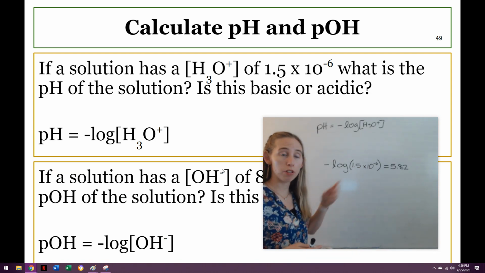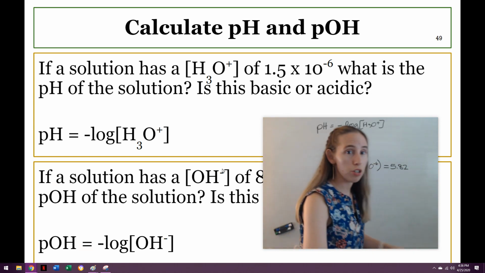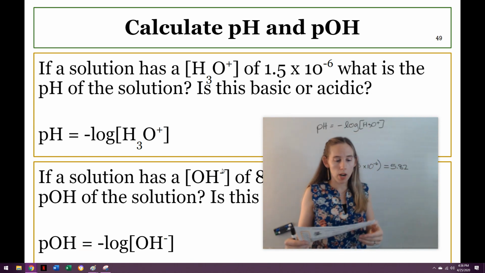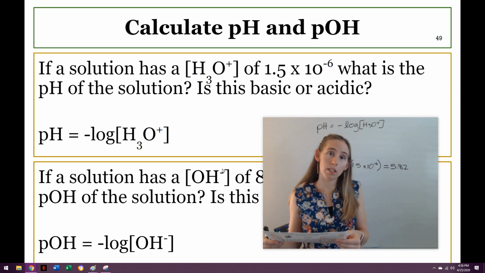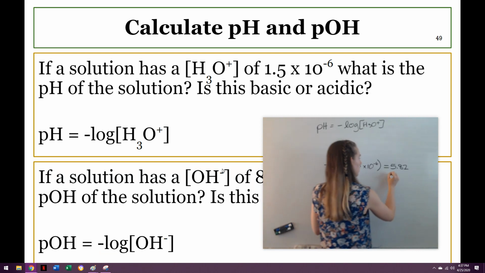All right, so that's your answer to the first one. Now, is it acidic or is it basic? So then you have to look at your chart. And if you don't already have it memorized, anything less than 7 is acidic, you could find it right there. So this is acidic.